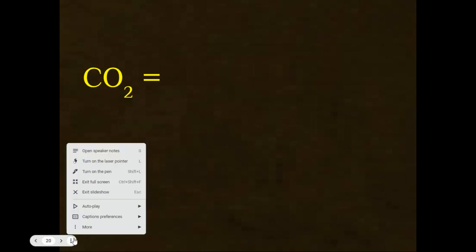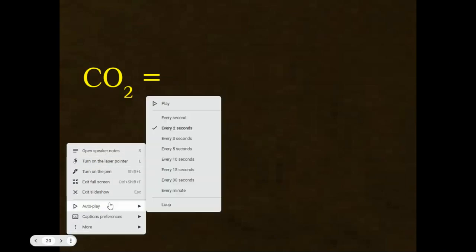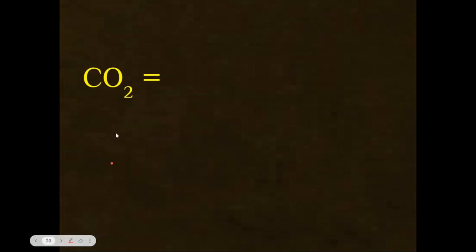Let's draw out CO2. So when we look at CO2, we can see that there is only one carbon and two oxygens. So when we draw this out, we're going to put the single atom in the middle, so carbon, and then we're going to draw two oxygens around it.